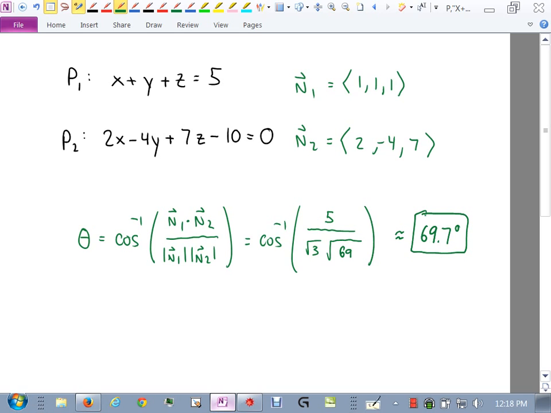Yes, because it always returns the smallest angle. So if, oh wait, did I say 90? Between 0 and 180. Sorry. Yeah, it's always the smallest, because if you go past 180, it'll be this one instead of the one on the bottom there. Okay.